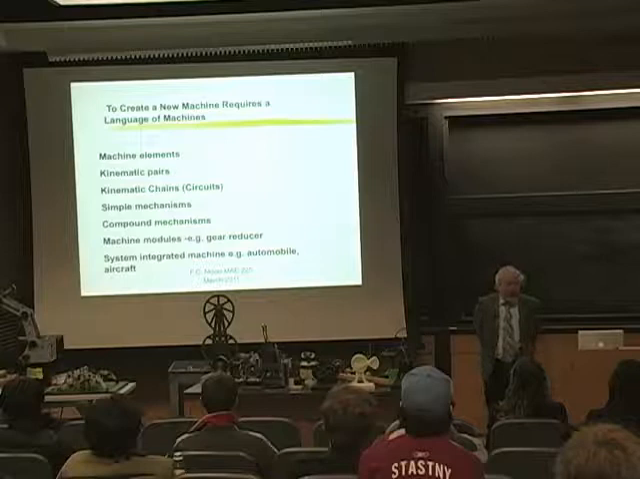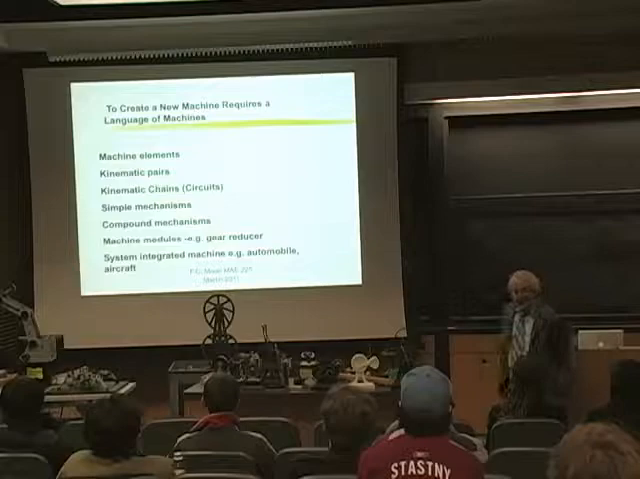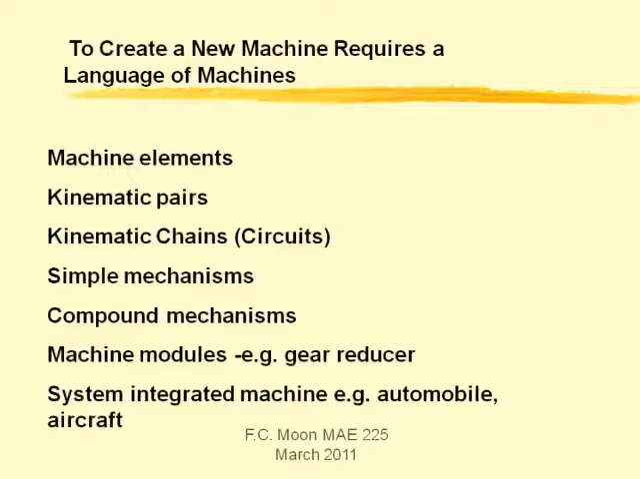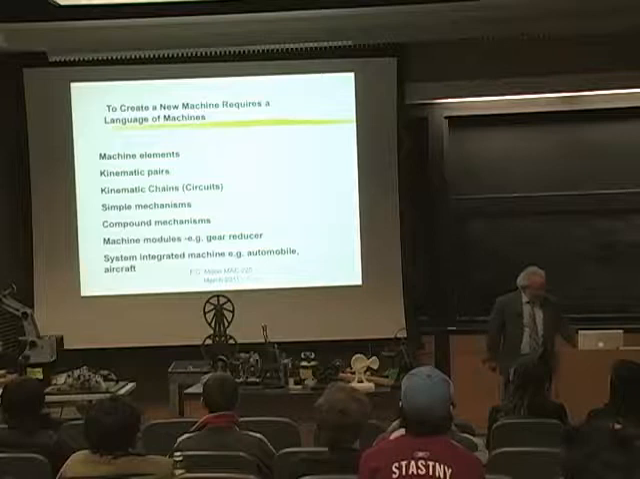In the last lecture we talked about how, if you're going to create a new machine, we have to have a language of machines, and part of this language is identifying machine elements, kinematic pairs, kinematic chains or circuits, simple mechanisms, compound mechanisms, machine modules, and then the whole system, such as a jet aircraft or a rocket.